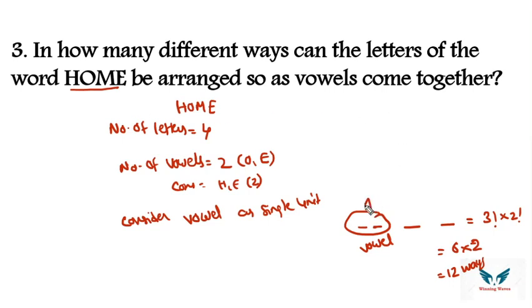So I'll be making the vowels a single unit. If I consider the vowels as a single unit, there will be 2 remaining consonants. So this is 1 unit, 2, 3. So 3 elements can be arranged in 3 factorial ways, and the vowel unit, which internally consists of 2 vowels, can be arranged in 2 factorial ways. So total 6 into 2, 12 ways, right? I hope that is clear.